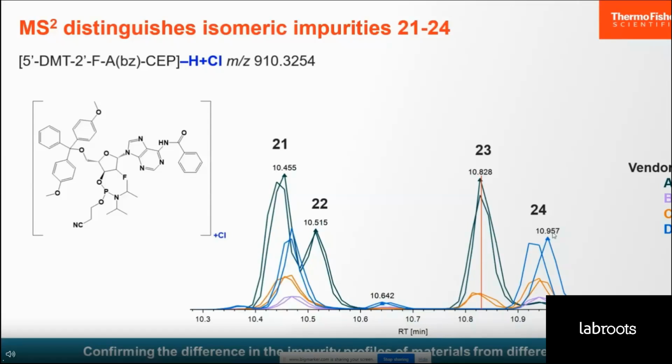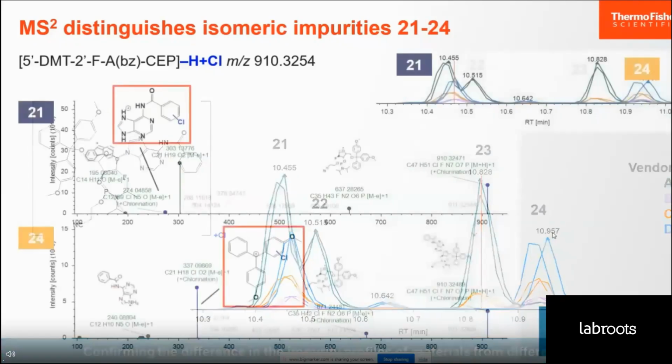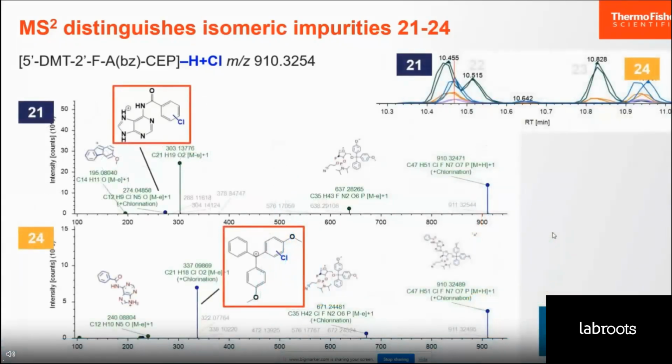So the extracted ion chromatogram of mass 910 is shown here with the differences in the number and the amount seen in each vendor's material. So we're able to next go to figure out specifically which peak is which. Again, using MS/MS, if we look at the two peaks, specifically peak 21 and peak 24, we see that both have masses of 910, which we expected. But then when we look at the fragmentation pattern of these two is different.